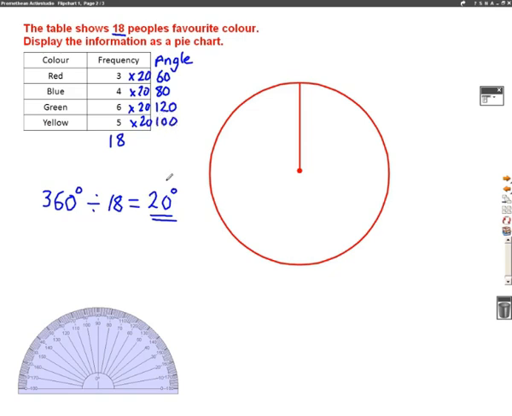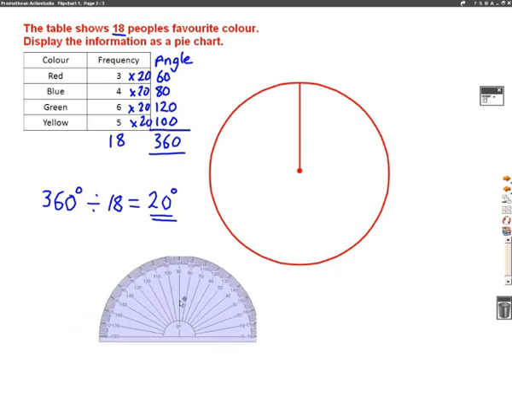And we can check we've done this right, because we know it will add up to 360 if we've done it properly. So let's just check now. 60 add 80 is 140. Add 120, that gives us 260. Add 100, yep, that adds up to 360 degrees. So we know we're doing it right. So now we've worked out which angle they all are. We just need to draw it on a pie chart.